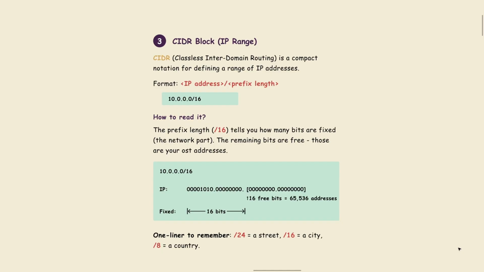/8. Think of it like a country. The smaller the prefix number, the larger the network. As architects, we don't randomly choose CIDR ranges. We design them intentionally, based on projected scale, environment separation, subnetting strategy, and long-term connectivity plans. Because once a VPC is created, its primary CIDR block cannot be changed. So this decision is foundational, and foundational decisions in cloud architecture must always be deliberate.